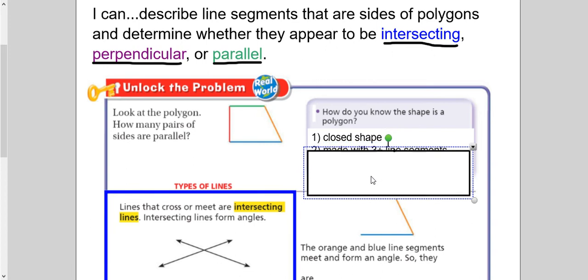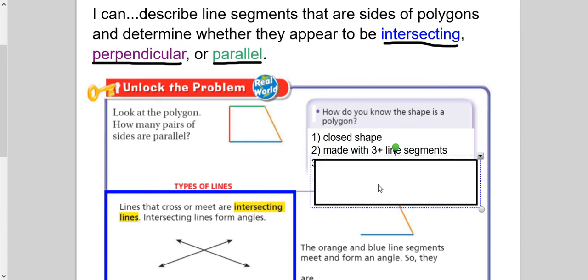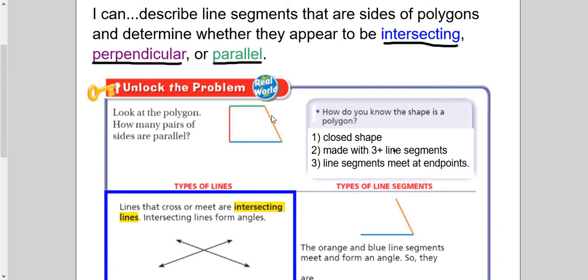And then it's made up of three or more line segments. And right here we've got one, two, three, four. So we've got the line segments taken care of. And finally, the line segments meet at endpoints. All right. So they start and stop at endpoints all the way around. So that's what makes that shape a polygon.